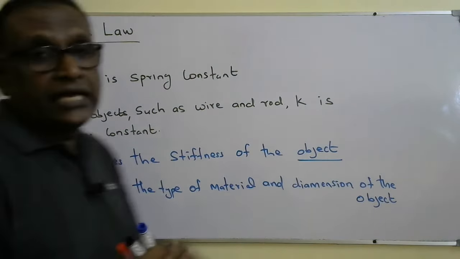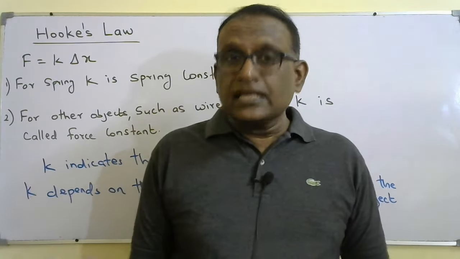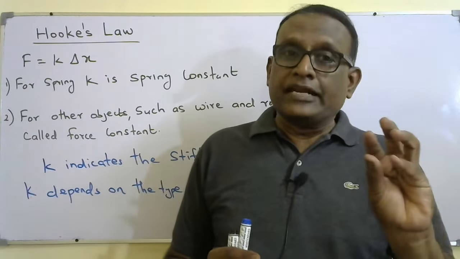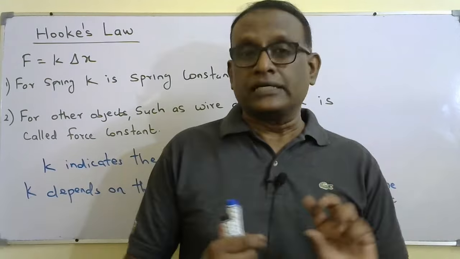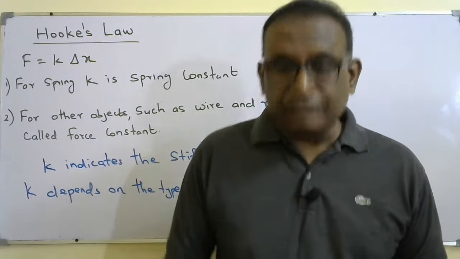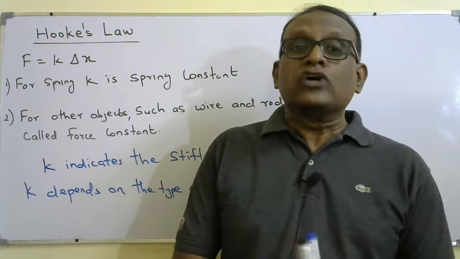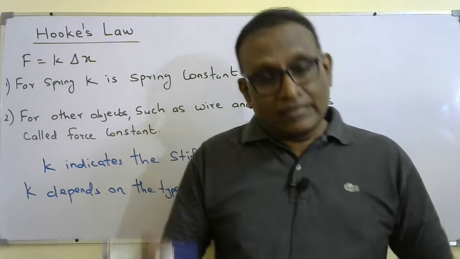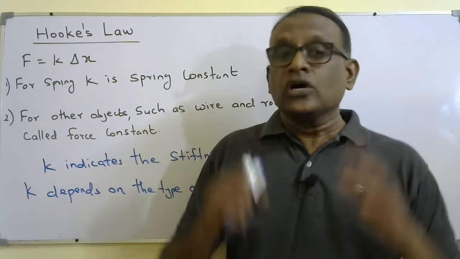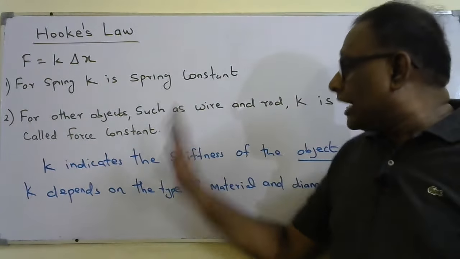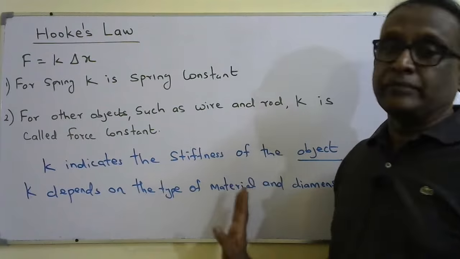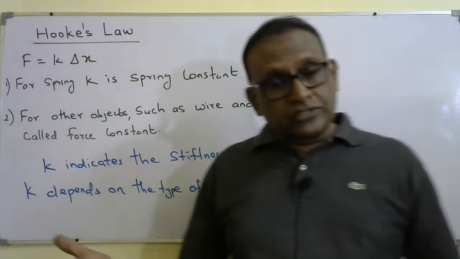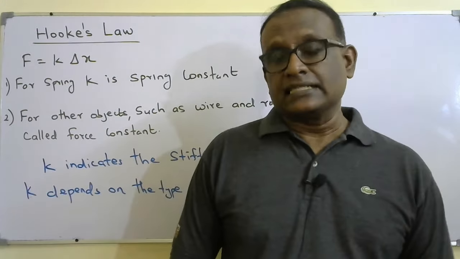So K depends on the type of material. There could be two different springs with exactly identical shape and identical thickness of wire, but one is made of aluminium and the other is made of copper. They will have different K, different stiffness, because the materials are different. Or there could be two springs both made of copper but with different dimensions, so they'll have different spring constants. So remember that K depends on the type of the material as well as the dimension of the material: thickness of the wire used to make the spring, thickness of the rod, length of the rod, length of the wire, everything decides the value of K.